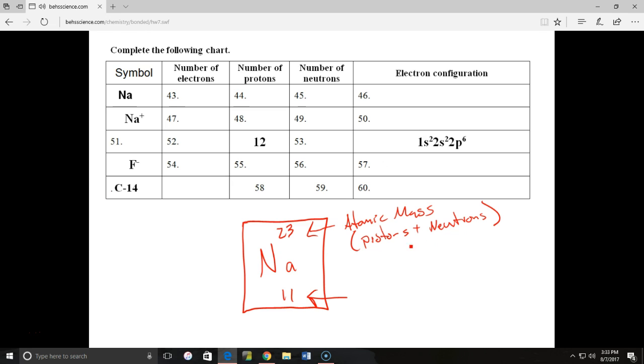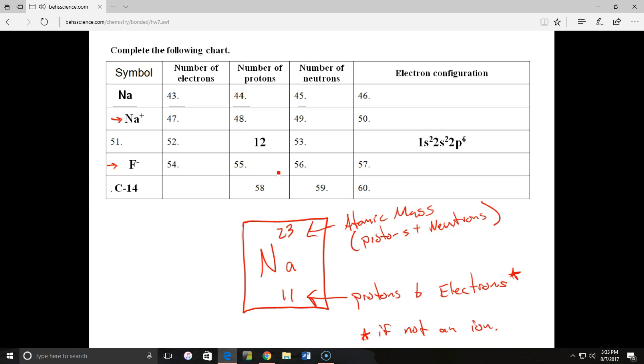All right, then 11 is the number of protons. It will also mean the number of electrons. I'm going to put a little star there. I'm going to put if not an ion. All right, an ion is a charged particle, and if you look up here, that's an ion, and that's an ion. So this number will not tell me the number of electrons, but in the other ones, it will.